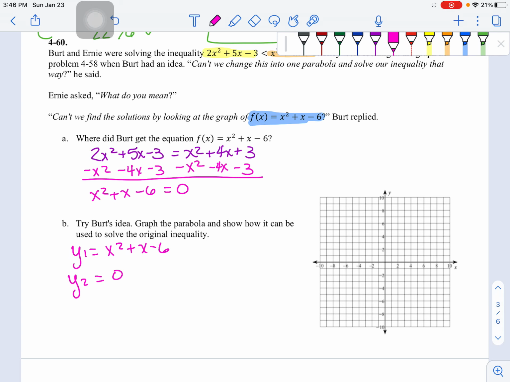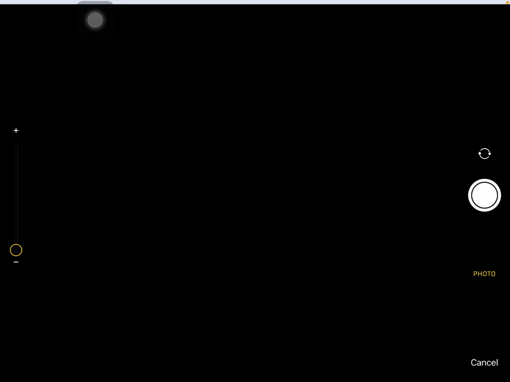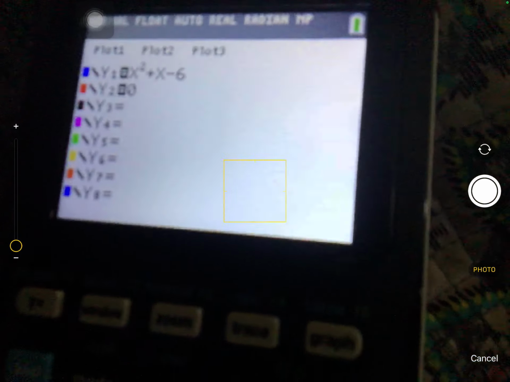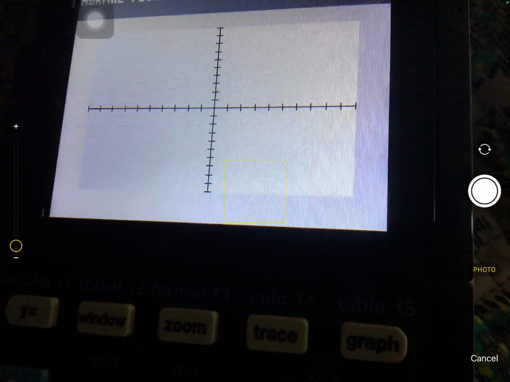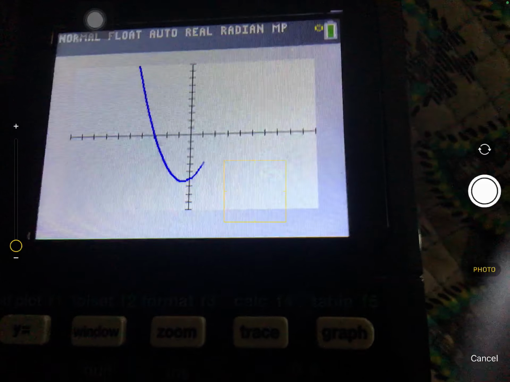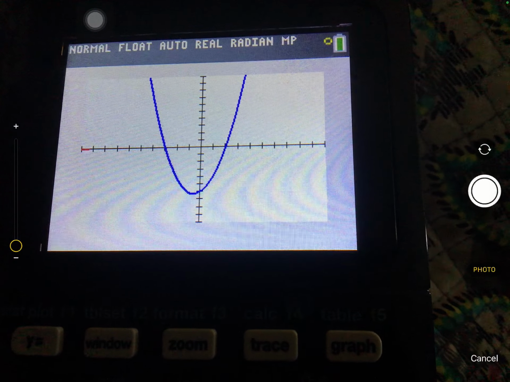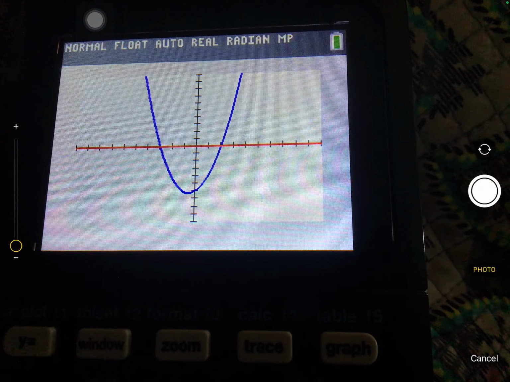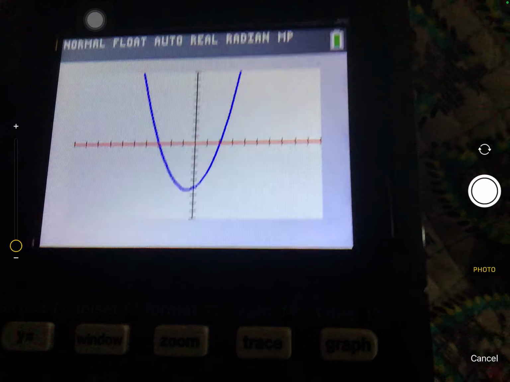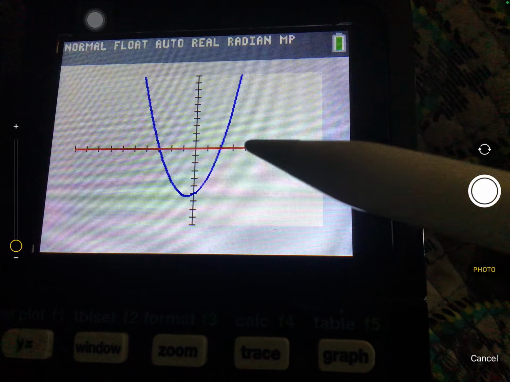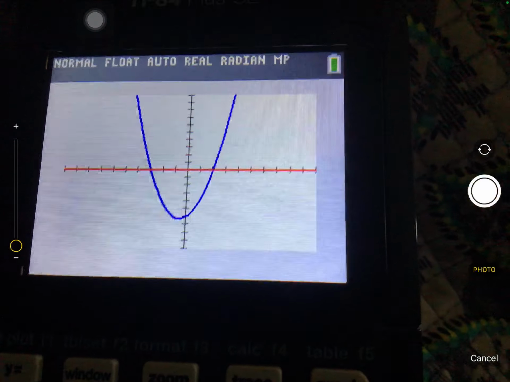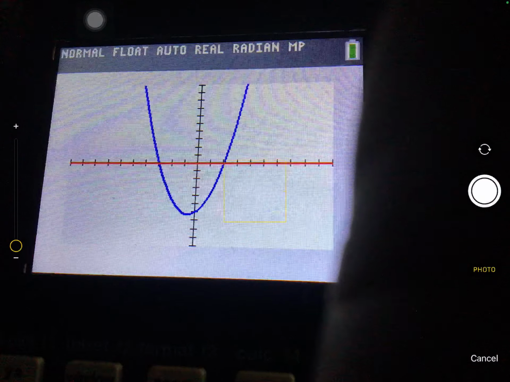Okay, here we go. So I'm going to hit my camera. All right, I have my equations, right? Just like I said, I'm going to hit graph. And you're going to see the red and the blue. There's the parabola. And there's the y equals 0. Now we are looking where they intersect. Well, it's very clear that it's -3 and 2, just like we knew from 4-58.